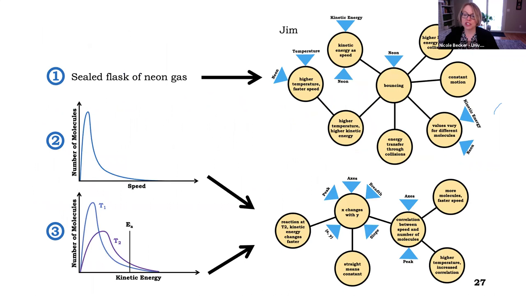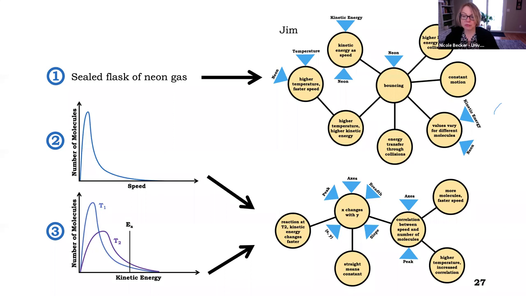In contrast, Jim, the student who used the graph as a process readout strategy, responded differently to the task with the sealed flask of neon in a verbal context compared to when graphical representations were shown. So this is an indication of limited span. He activated the idea of values varying for different molecules in prompt one, the context without a graph, but he did not activate this idea when talking about prompts two or three, the contexts with the graphs.